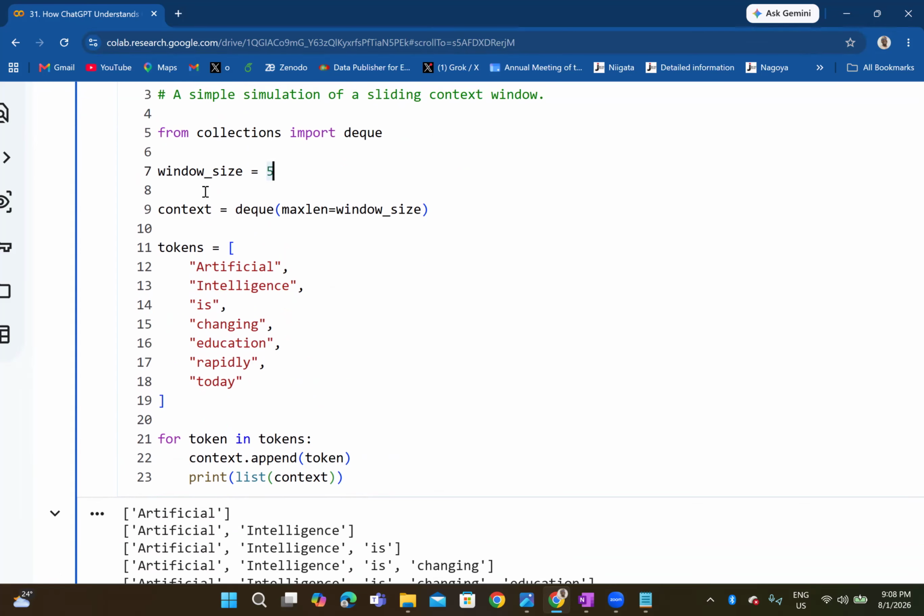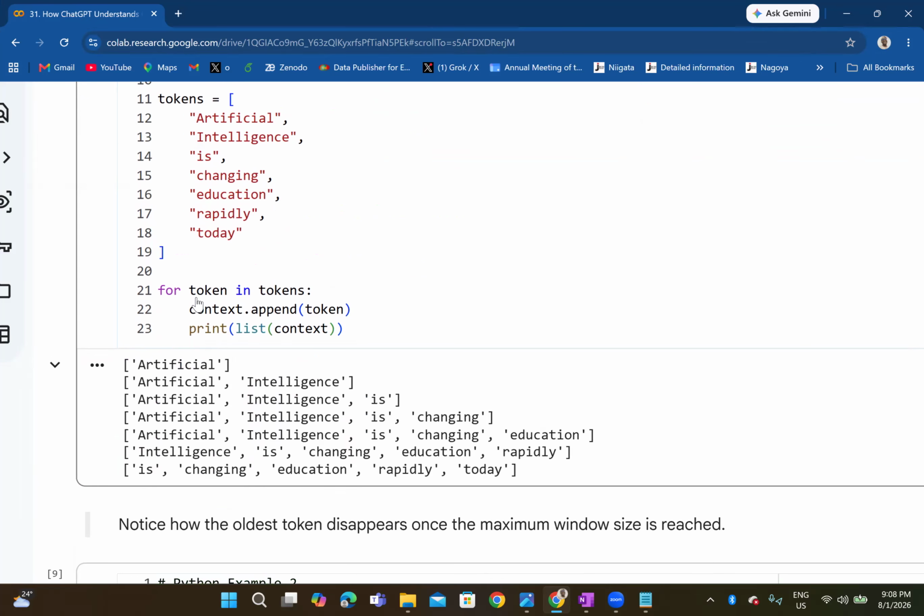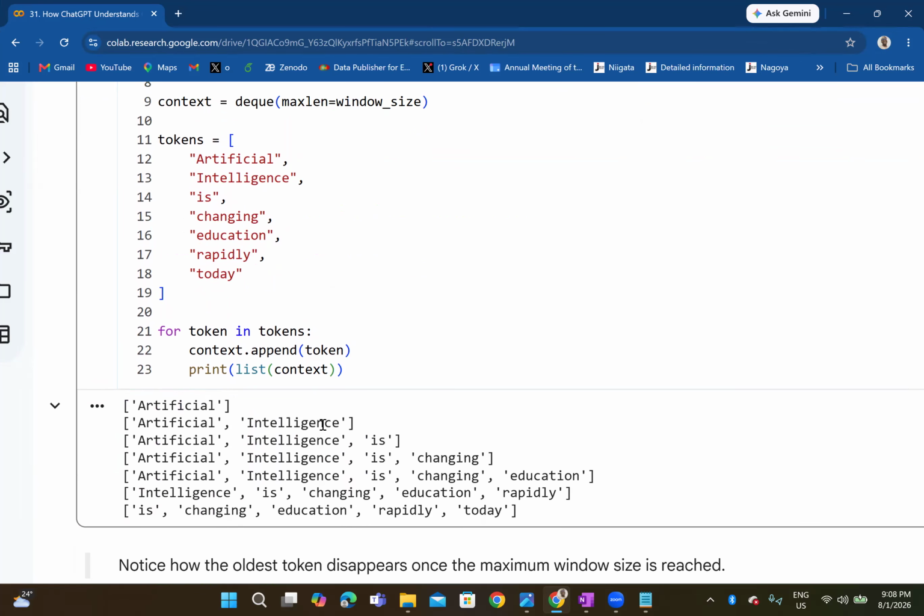If you run this, you see first is artificial, next you have artificial intelligence, next artificial intelligence is changing, next you have education. Now, because there's only space for five, this is one, this is one, two, this is one, two, three, this is one, two, three, four, this is one, two, three, four, five.